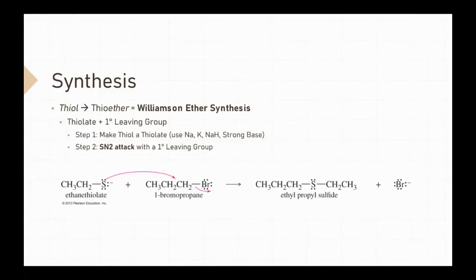As in the Williamson ether synthesis, it's an SN2 attack, making that thiolate, just like an alkoxide, except an S with a negative charge. You get that primary leaving group, and then you can link those two R groups together with that S. Still an SN2 attack.